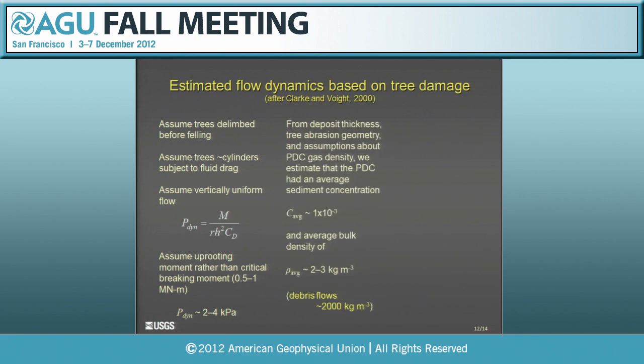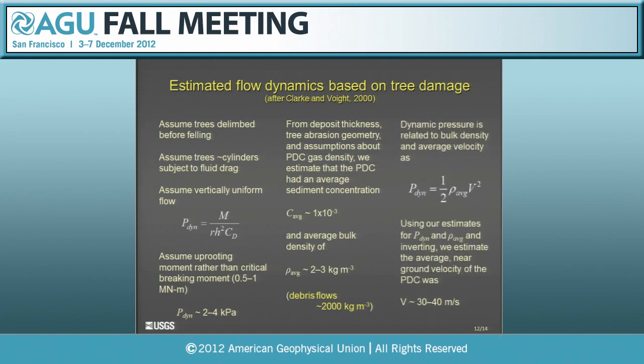From deposit thicknesses, abrasion geometry, and some assumptions about gas densities, we estimate that the PDC to the north had a sediment concentration ballpark 10 to the minus 3, and that leads us to an average bulk density on the order of about 2 to 3 kilograms per cubic meter. For comparison, a debris flow is about 2,000 kilograms per cubic meter. So this is pretty dilute stuff, and it seems to be consistent with the physical evidence that we see to the north side.